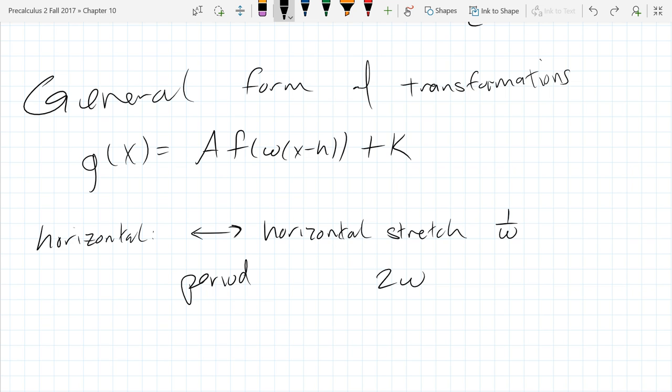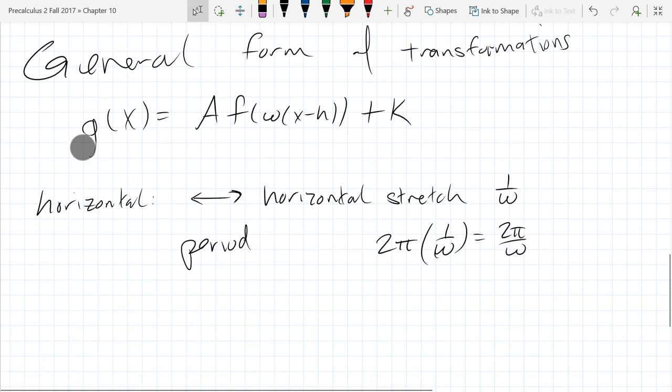So normally the period is 2 pi. When we multiply this by 1 over w, which is the effect the transformation has, our new period is going to be 2 pi over w. So that's how we're going to compute the period. We're going to divide it by the coefficient in front of x.